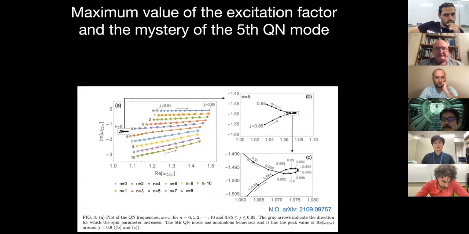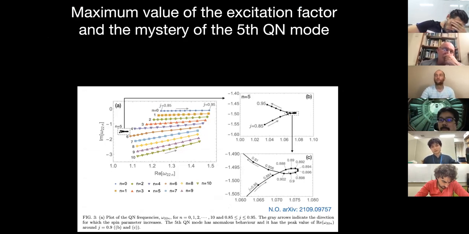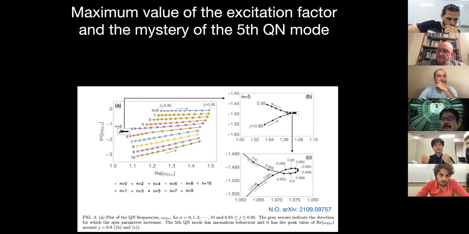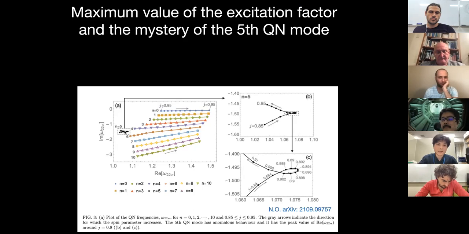So the next question is: running the spin parameter of the Kerr black hole and the overtone numbers, where is the maximum value of the excitation factor? In other words, at which parameters can we obtain the modes that are easiest to excite? To explain this, let me briefly explain the anomalous behavior of the fifth quasi-normal frequencies.